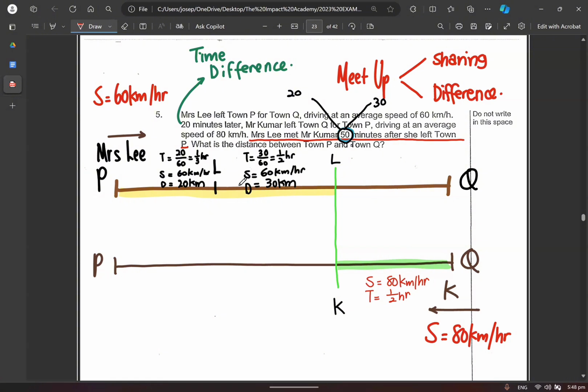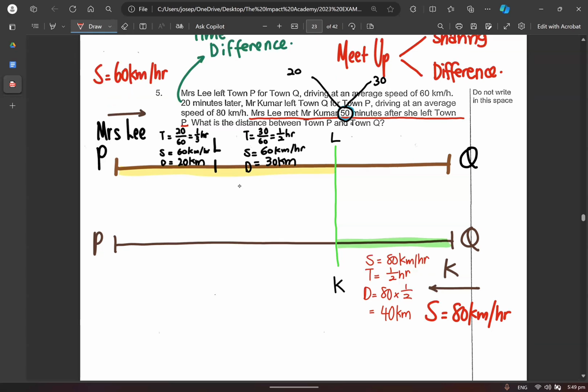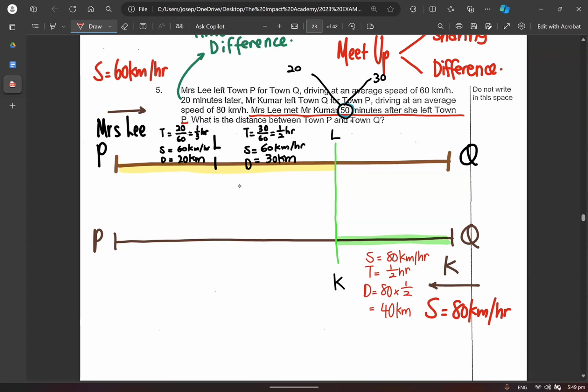Agree or disagree? Agree. But what you do within the time can be different, right? Like Teacher Joseph, in 2 hours time, I can run say 10 kilometers, but for Carl, you can run more. Our time is still constant, but the speed and the distance are different. My distance over here is 80 times half, which equals 40 kilometers. Do you understand? Shall we solve the question already?